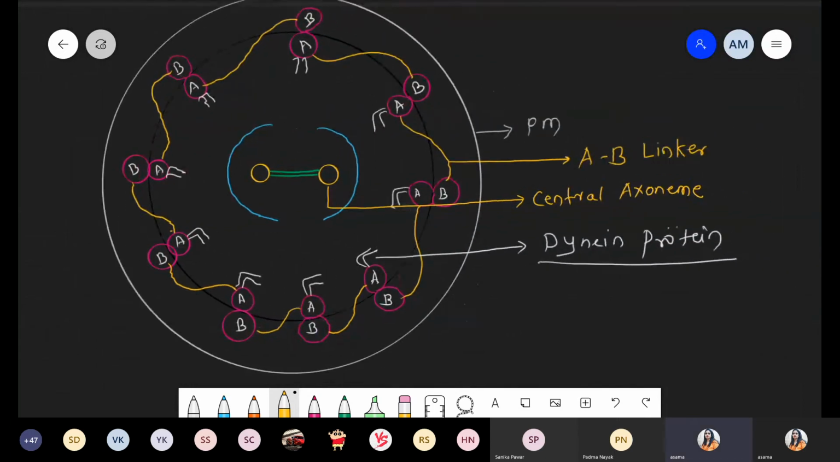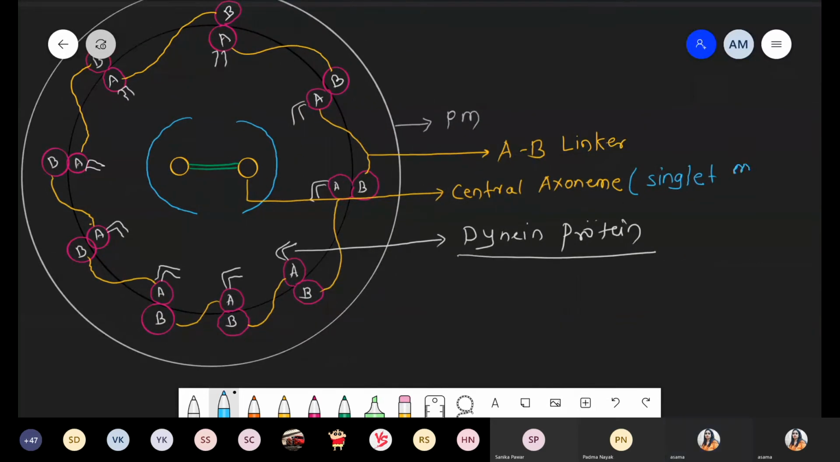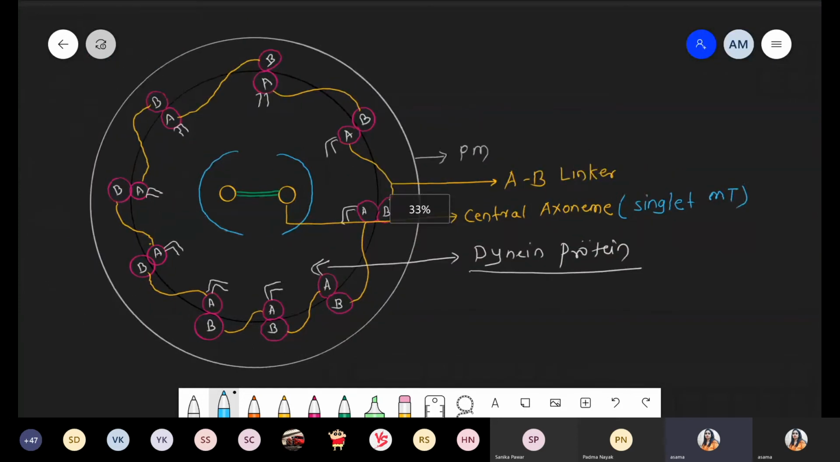What is the meaning of the central axoneme? It means these are made up of microtubule, but that microtubule is not in double form. Now these are present in singlet form. So these are the singlet microtubules present at the center. How many axonemes are present? Total 2 are present, 1, 2, but they are present in single form. Only a single microtubule is associated with that condition.